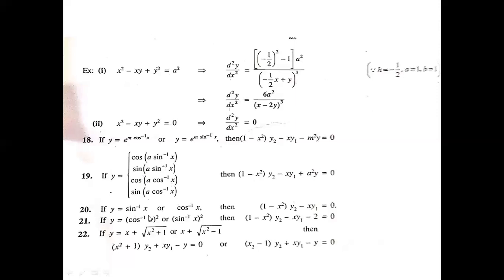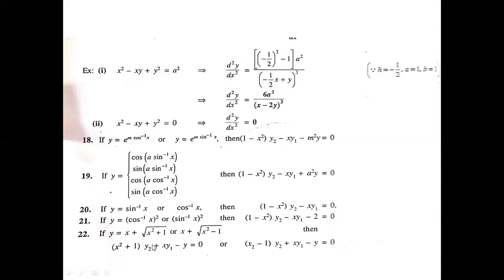20th, if y is equal to sin inverse x or cos inverse x, then (1 minus x square) into y2 minus xy1 is equal to 0. 21, if y is equal to (cos inverse x) whole square or (sin inverse x) whole square, either y is equal to (cos inverse x) whole square or y is equal to (sin inverse x) whole square, then (1 minus x square) into y2 minus xy1 minus 2 is equal to 0.